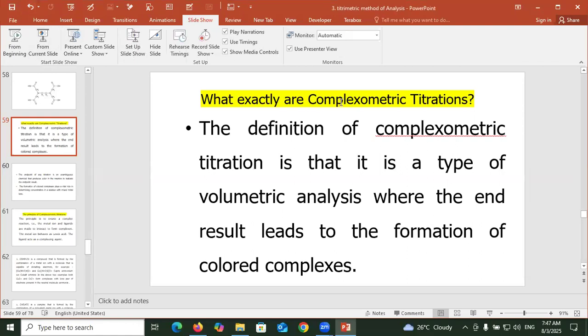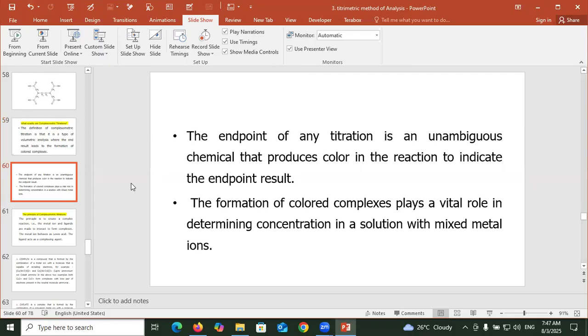What exactly is complexometric titration? The definition of complexometric titration is that it is a type of volumetric analysis where the end result leads to the formation of a colored complex. The end point of any titration is an unambiguous chemical change that produces color in the reaction to indicate the endpoint result. The formation of a colored complex plays a vital role in determining concentration in a solution with mixed metal ions.